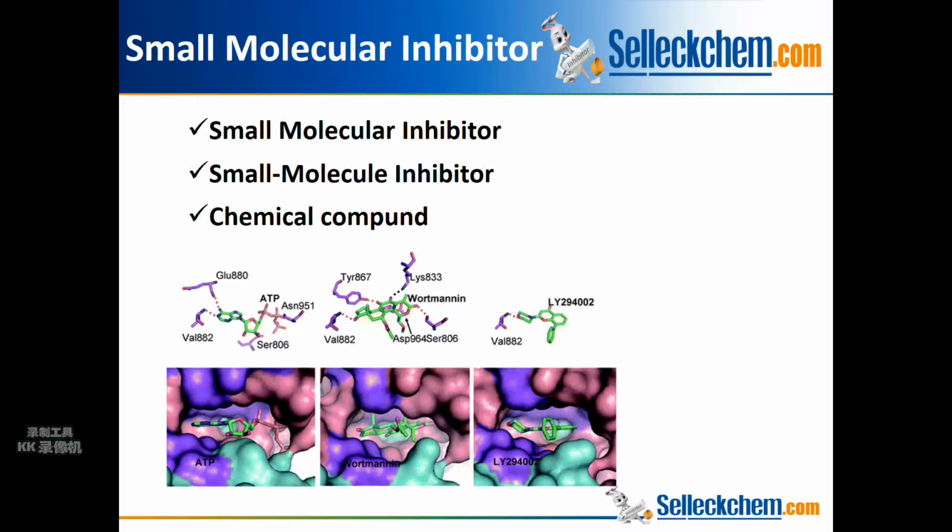How does a small molecular inhibitor work? This is the ATP binding site of PI3K. The molecular structure of wortmannin or LY294002 is similar to ATP binding structure, so they could enter the binding site and block ATP and reduce the activity of PI3K.